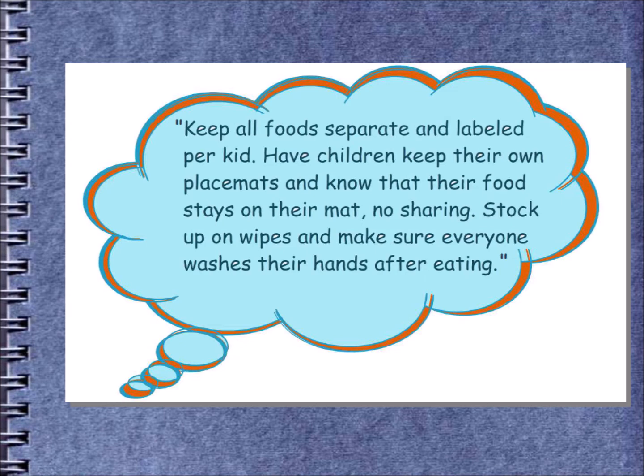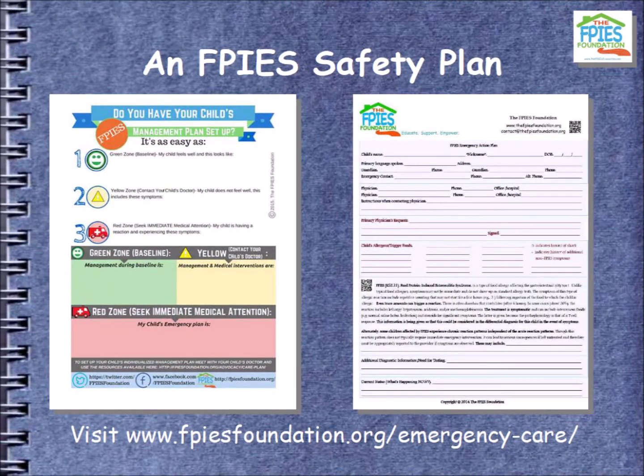So let's take a look at an FPIES safety plan. One of the things we mentioned earlier is that part of preparing your classroom for a child affected by FPIES is developing the FPIES safety plan. And of course, you're going to want to do this with the child's parents or guardians, either at the time of the child's diagnosis, if they're already in your care when they receive their FPIES diagnosis, or before they come to your school or your center. This is something you're going to sit down and work out with the parents or guardians in advance.